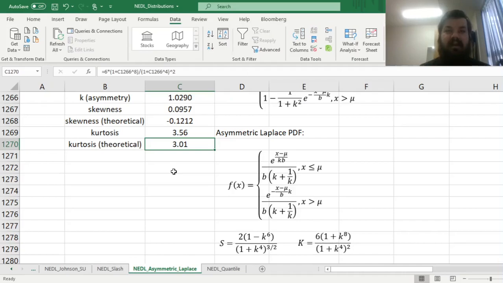Any other value would give us a higher and higher deviation from 3, reflecting fatter and fatter tails, particularly with regard to the left tail if k is higher than 1, and the right tail if k is lower than 1. And that's how you can use the asymmetric Laplace distribution to proxy asymmetric risk of your return distribution of your asset class, bond returns in particular.